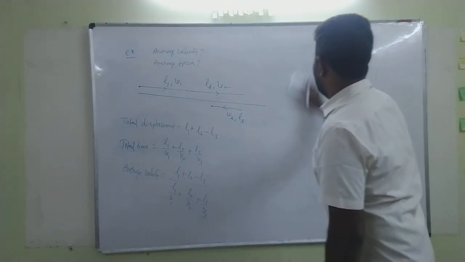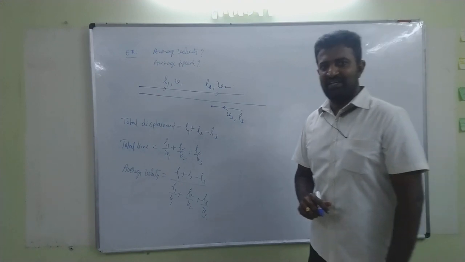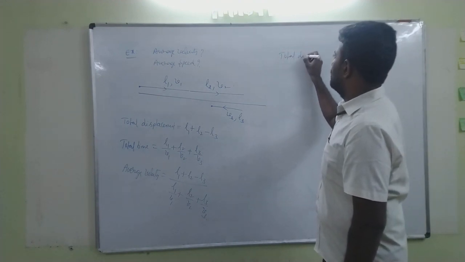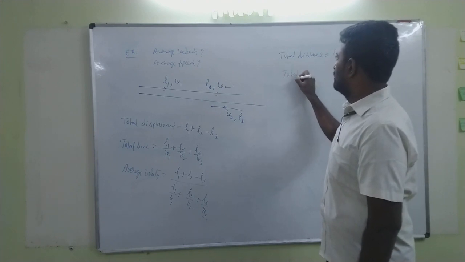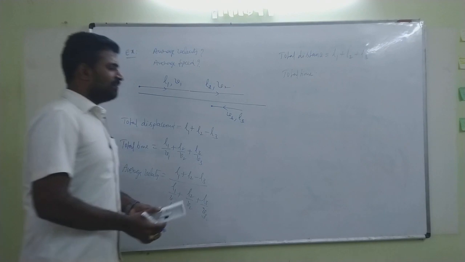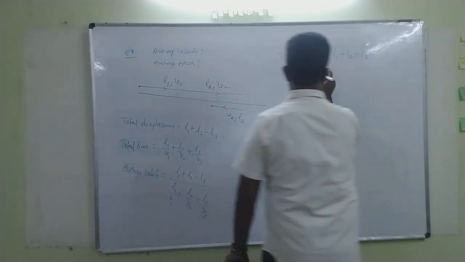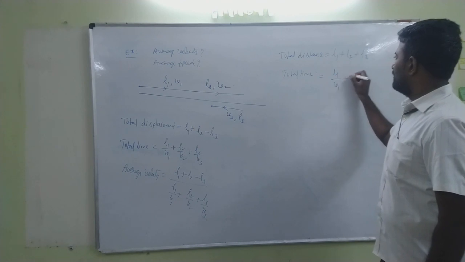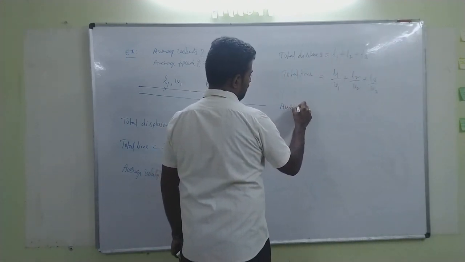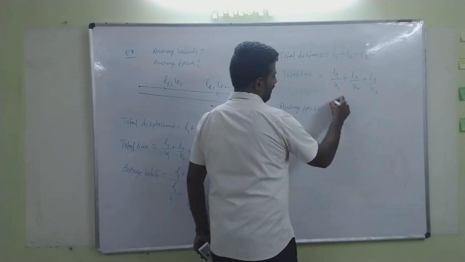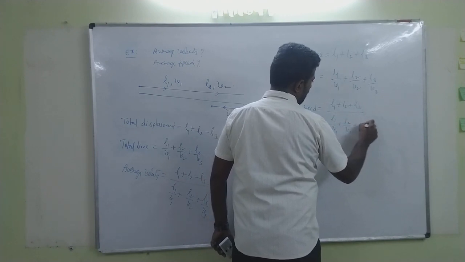Now let us focus on the average speed. In order to calculate the average speed, we need to take into consideration distance. Total distance is equal to L1 plus L2 plus L3. Why total distance is L1 plus L2 plus L3? I am telling you again. Total distance will be total path length, L1 plus L2 plus L3. Total time will be same, L1 by V1 plus L2 by V2 plus L3 by V3. Hence the average speed is equal to L1 plus L2 plus L3 divided by L1 by V1 plus L2 by V2 plus L3 by V3.